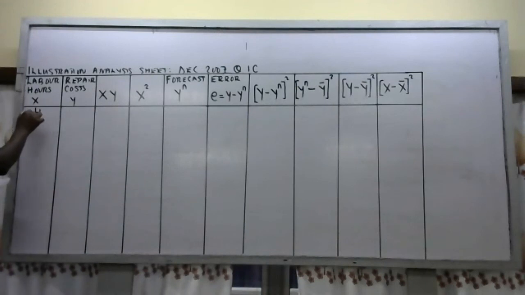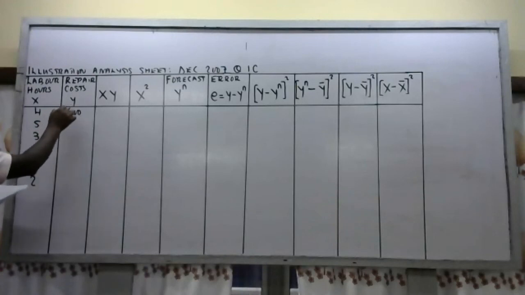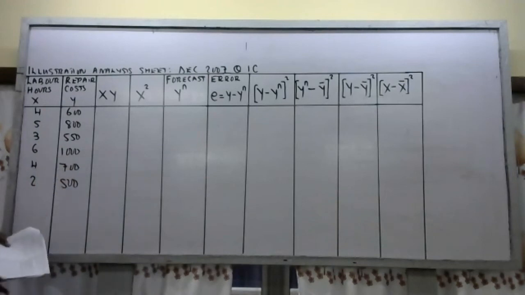We have 4, 5, 3, 6, 4, 2. This is 600, 800, 550, 1,700, and 500.